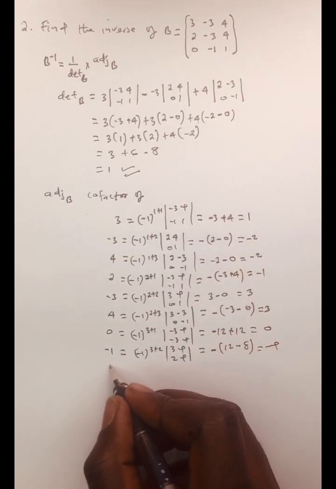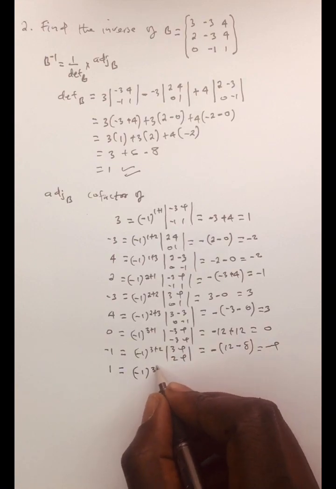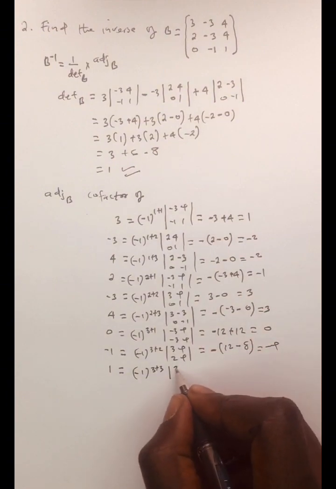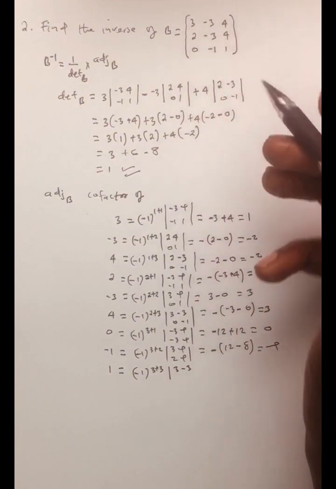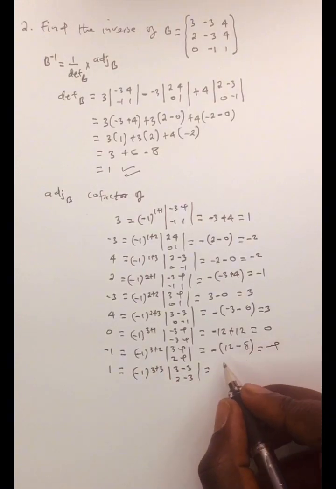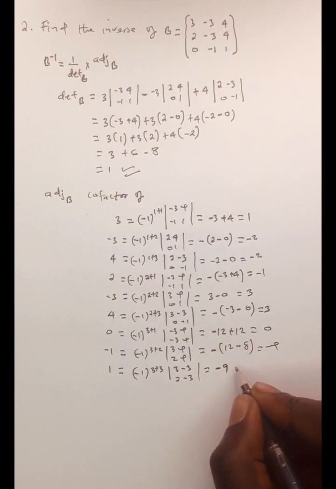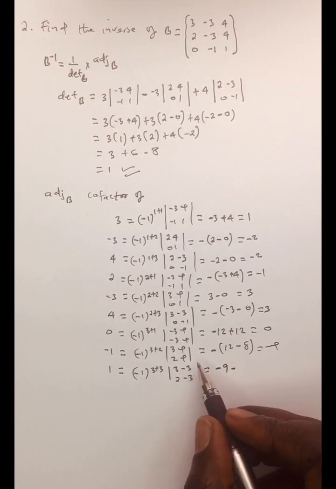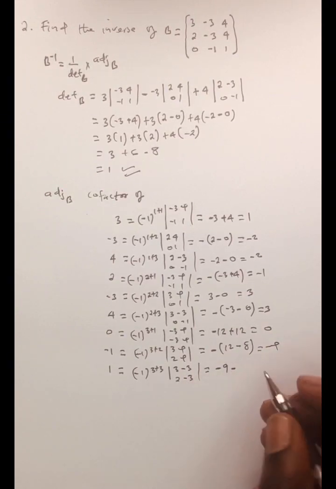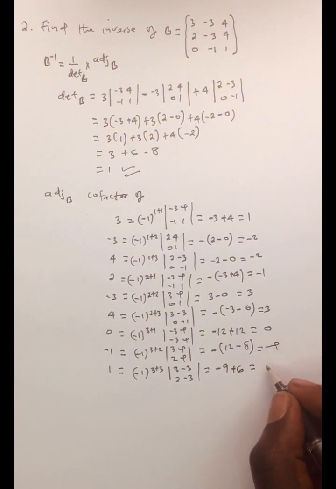Finally, we have the cofactor of 1. So negative 1. So 1 is in row 3, column 3. So that is 3 plus 3. Cover its row and its column, you're left with 3, negative 3, and 2, negative 3. So since this is even, the negative disappears. So you have 3 times negative 3, that is minus 9, minus negative 6. So that is negative 3 times 2, that is negative 6. So plus 6. So that will give you negative 3.